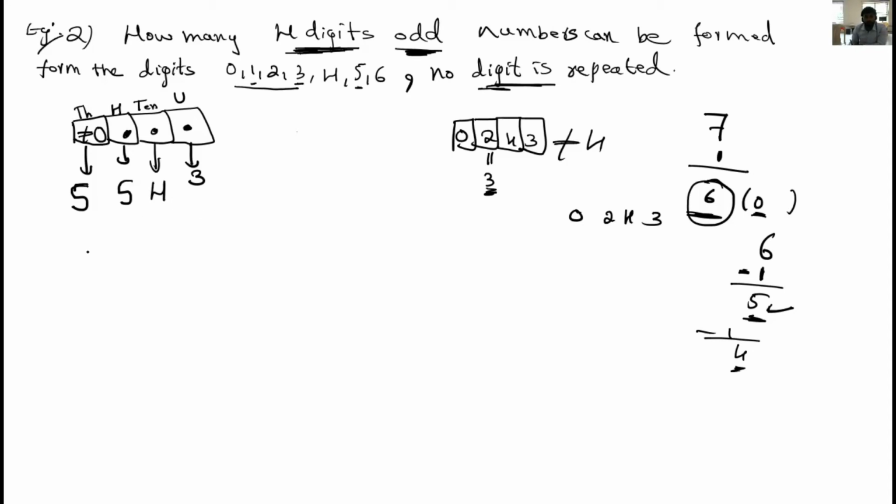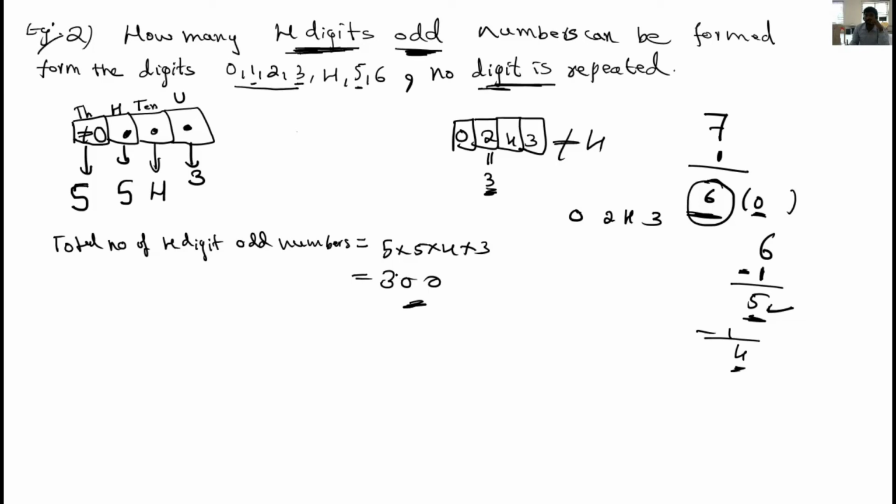Okay, so the total number of 4 digit odd numbers is equal to 5 into 5 into 4 into 3. 5 fours are 20, 5 twenties are 100, 3 hundreds is equal to 300. Okay, so 300 4 digit numbers are available.